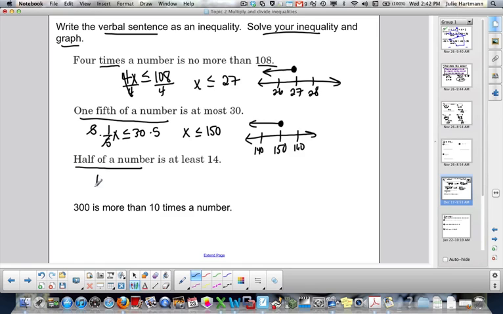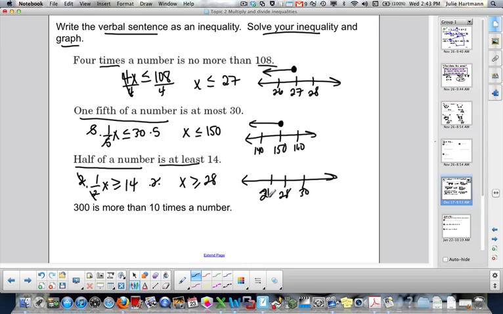Half of a number. Half of a number is at least, means it's greater than or equal to, because at least 14 means it has to be above that, so greater than or equal to 14. Get rid of a fraction by multiplying, so times both sides by 2. x, no need to flip the sign because I didn't multiply by a negative. 14 times 2 is 28. Throw that on our number line. So greater than or equal to is closed, and greater than to the right.